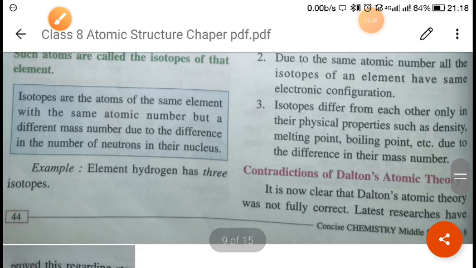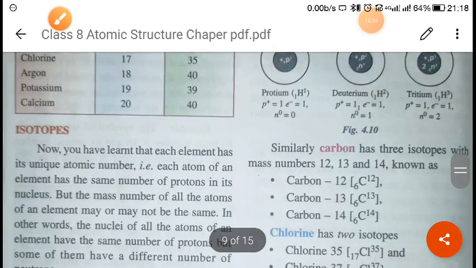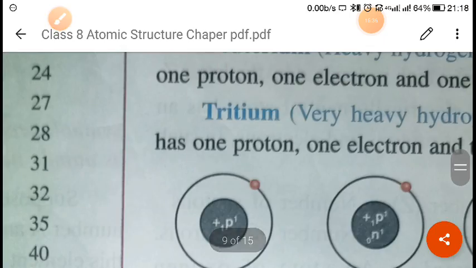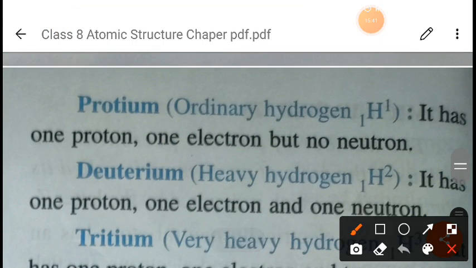So one example is given. You see, the element hydrogen has three isotopes like this. Number one is protium, or we can say ordinary hydrogen. It has one neutron and one proton.